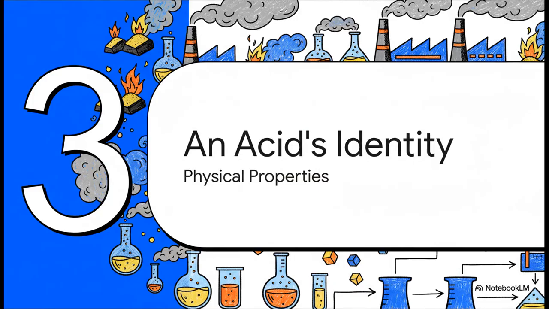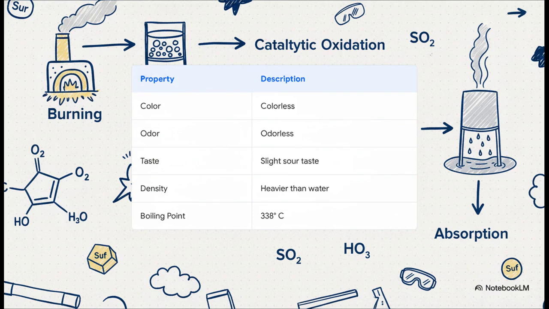So now that we've cooked our acid, what's it actually like? Let's take a look at its physical identity and some of its more surprising personality quirks. So, on the surface, it's actually pretty unassuming. It's colorless, it's odorless, it's heavier than water, and has a really high boiling point. But looks can be deceiving. Beneath this simple exterior lies a pretty fascinating secret.